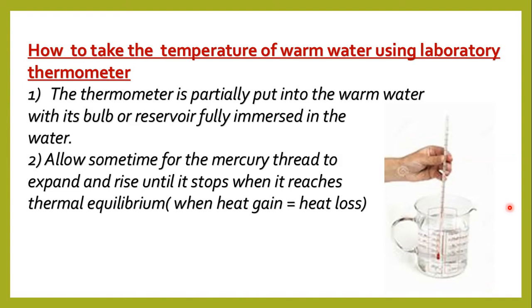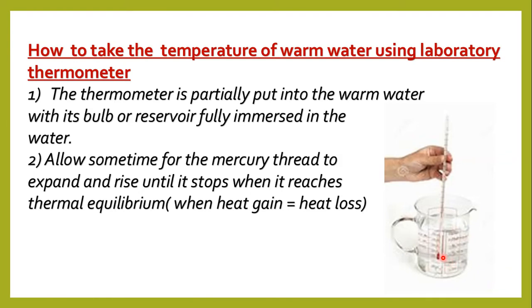We are to allow some time for the mercury thread to expand and rise until it stops when it reaches thermal equilibrium. Now, what do we mean by thermal equilibrium? It is a point where the heat gained by the mercury while expanding, the heat it gained from the warm water, becomes equal to the heat lost by the water.